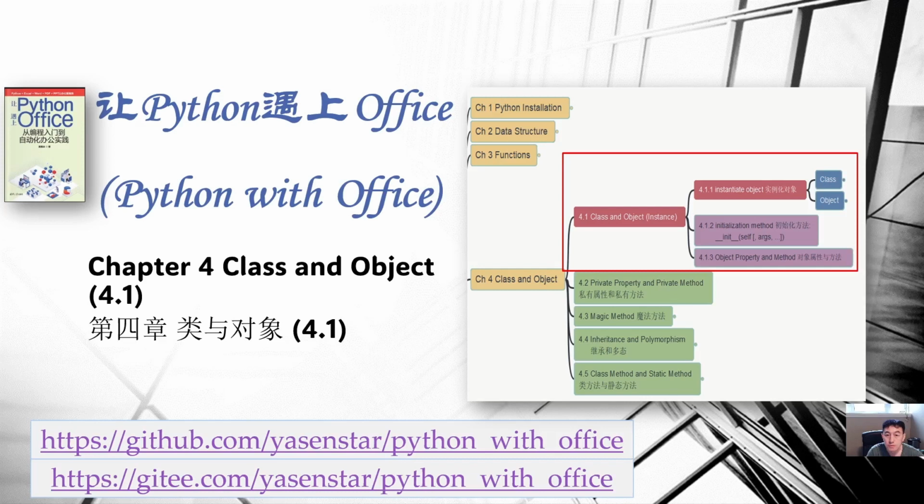In this video, we will move to chapter 4, class and object, for this book. Within this one, we have several sub-chapters, and this video will focus on the first one, to know the concept, the definition, and the key features of a class compared to the object.